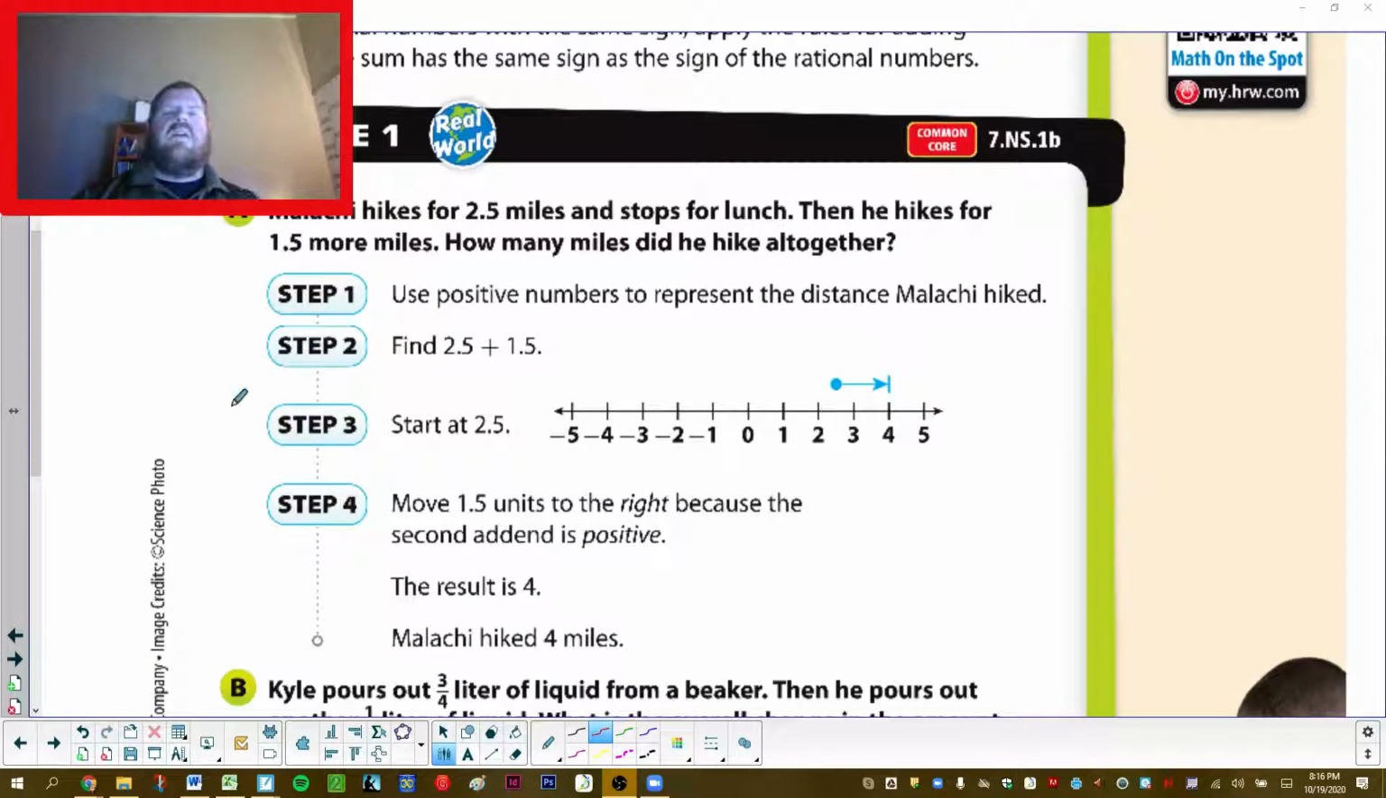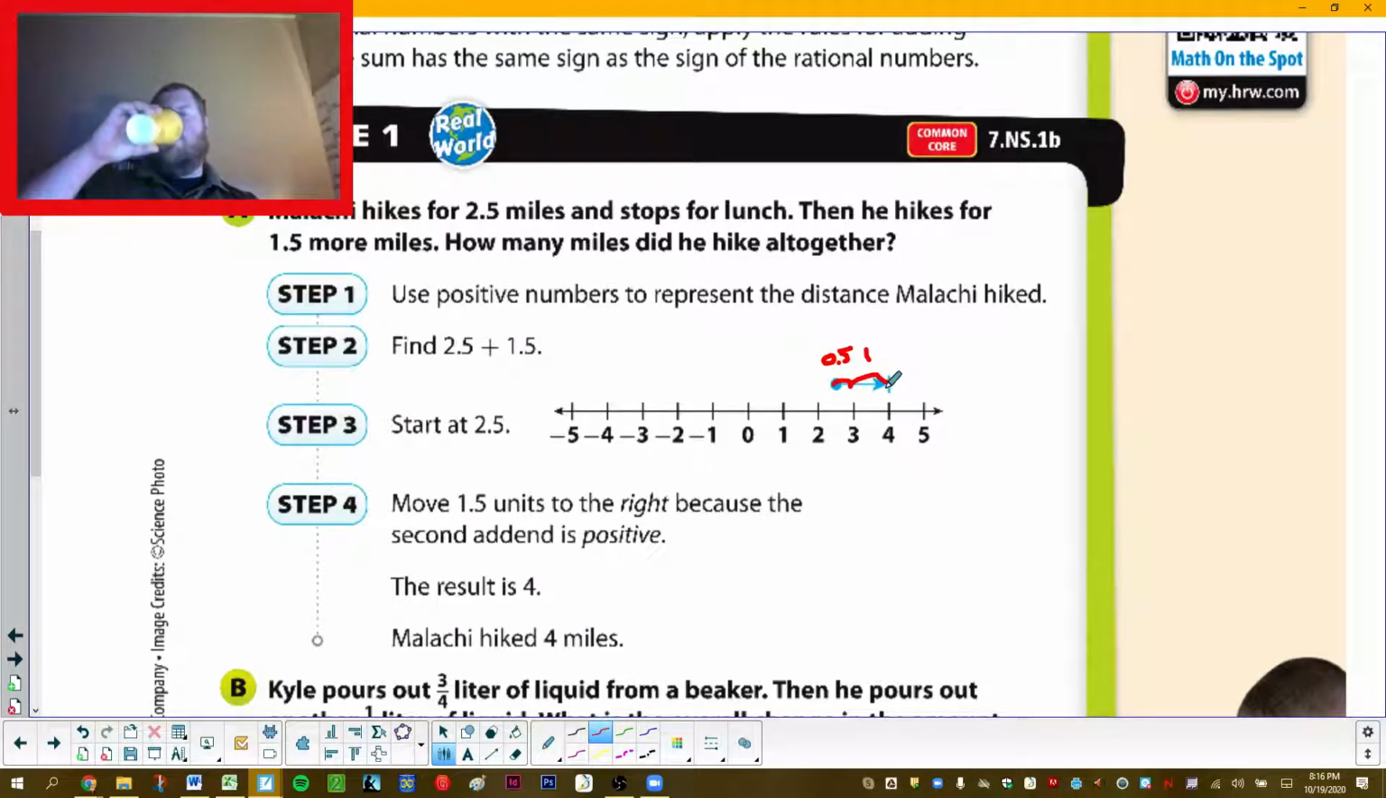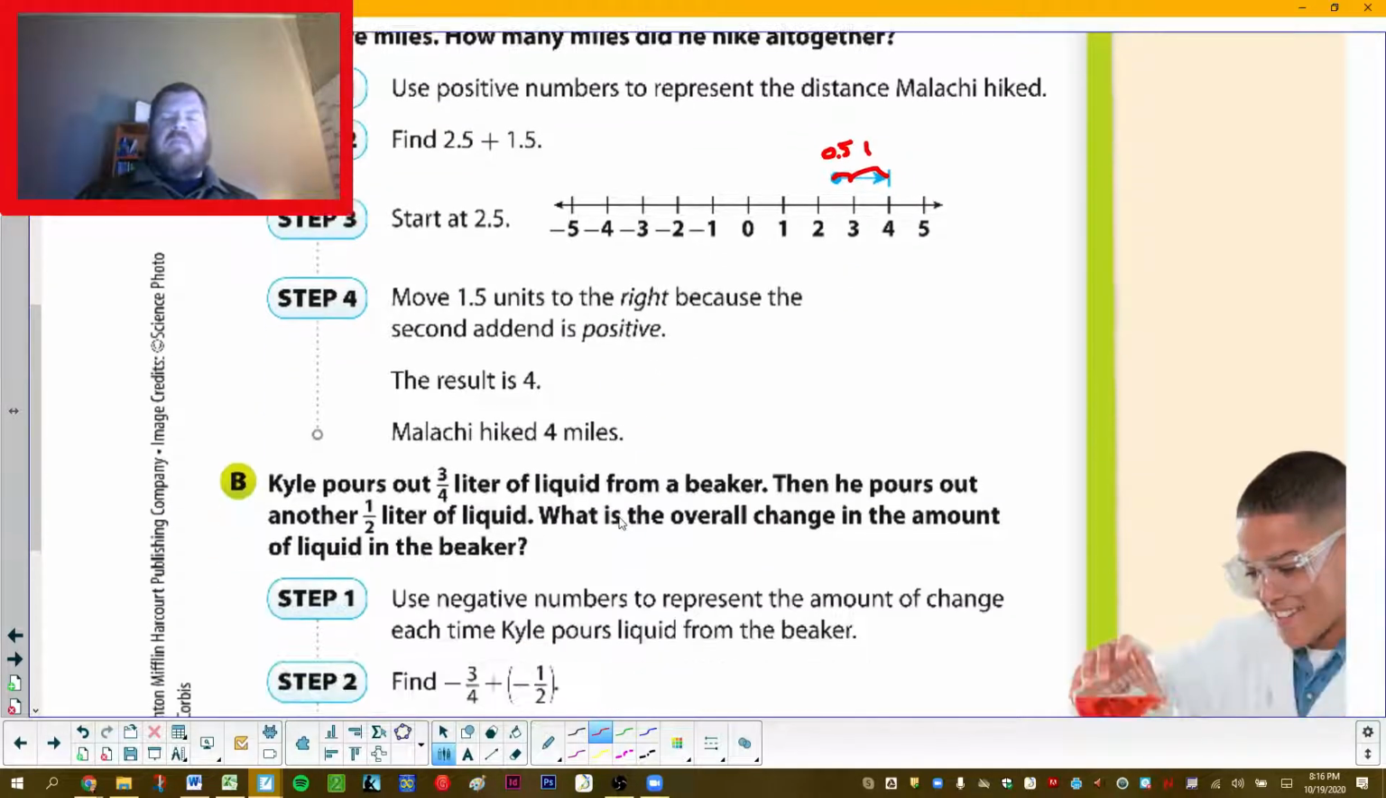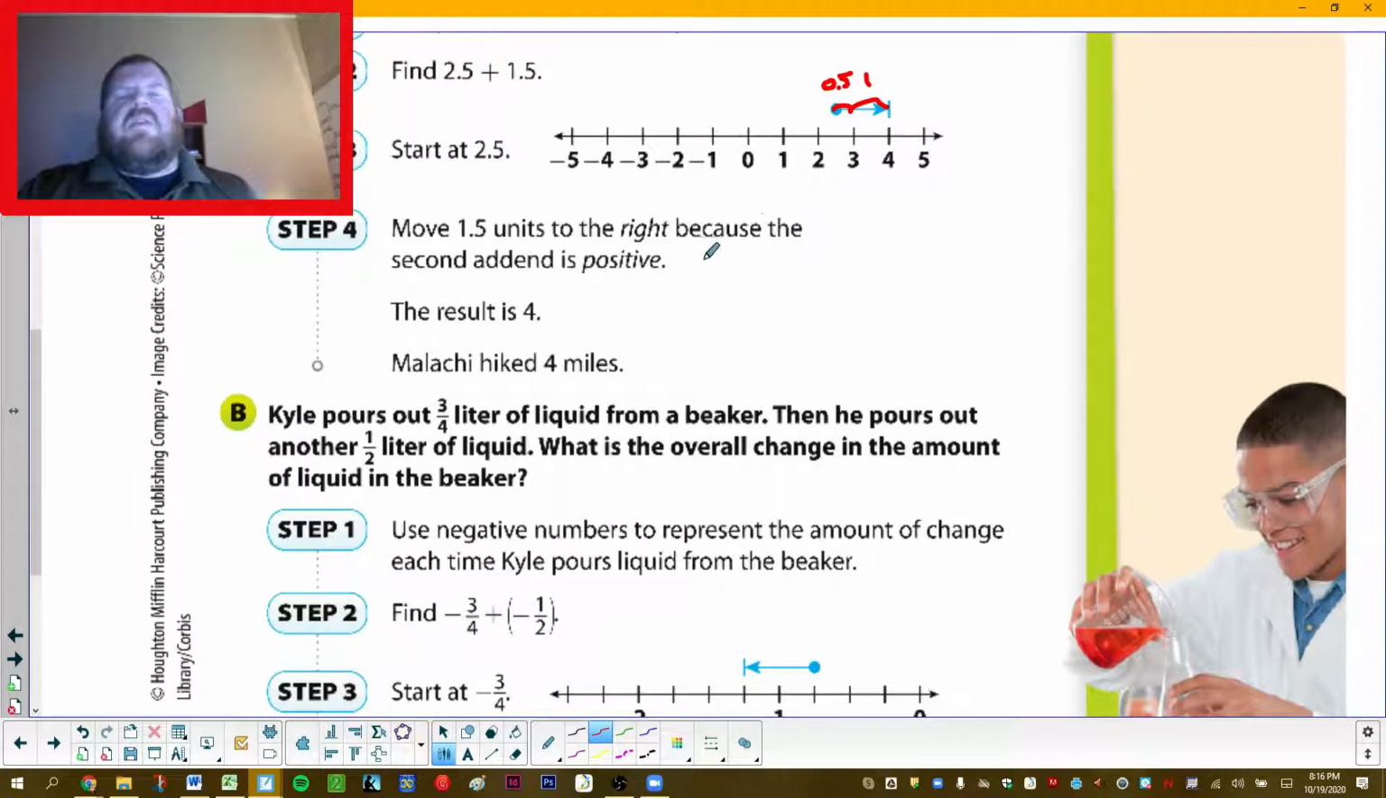This one says that Malachi hikes for 2.5 miles, stops for lunch, then he hikes for 1.5 more miles. How many miles did he hike altogether? So we're going to start at 2.5 and we're going to add 1.5. How you do that's up to you. I would recommend moving 0.5 and then moving 1. The 0.5 brings me from 2.5 to 3. The 1 brings me from 3 to 4. So overall he hiked 4 miles. And it says that we're moving right because the second addend is positive.